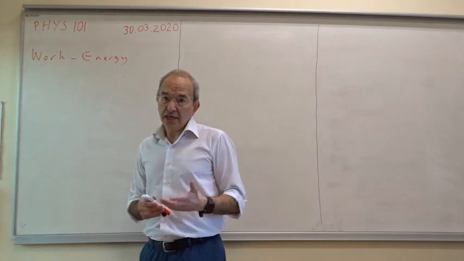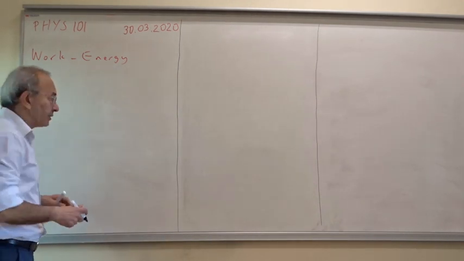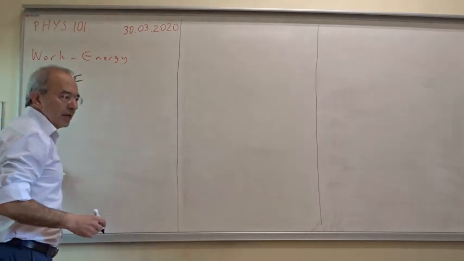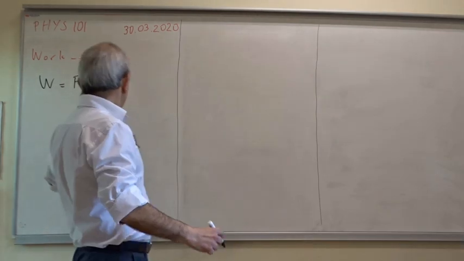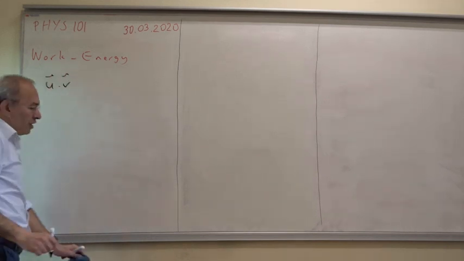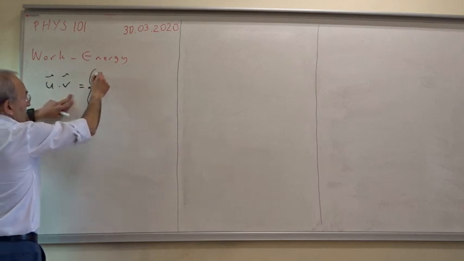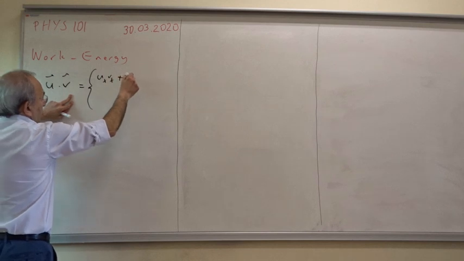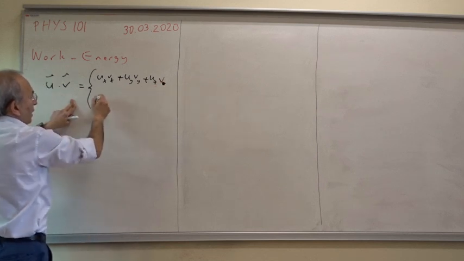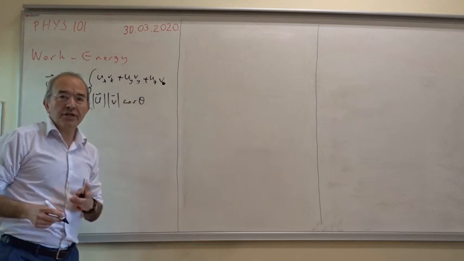Work is a dot product, scalar product. Remember, we have seen the concept of scalar product, for example, the scalar product of two vectors. First, let me write what we have seen: u dot v. U dot v was a scalar product. It is defined in two ways: UxVx plus UyVy plus UzVz on the one hand, and the magnitudes of u and v multiplied by the cosine of the angle theta in between.